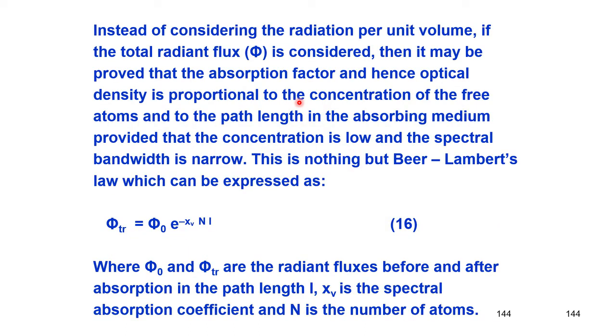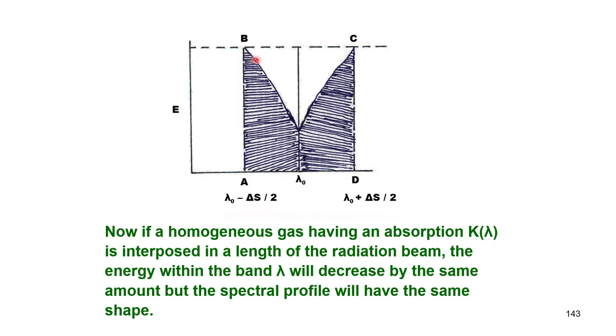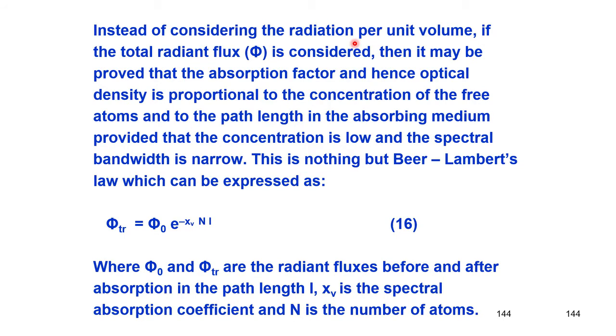So, I consider the total radiant flux, the total ABCD, and find out how much is the reduction in the intensity when I put my sample. If I put less sample, the white portion in ABCD will become less and the total integral will be more. If I put more sample, again it will decrease. So, I consider the total radiant flux, then I can prove that the absorption factor, which is nothing but optical density, is proportional to the concentration of the free atoms and to the path length in the absorbing medium.